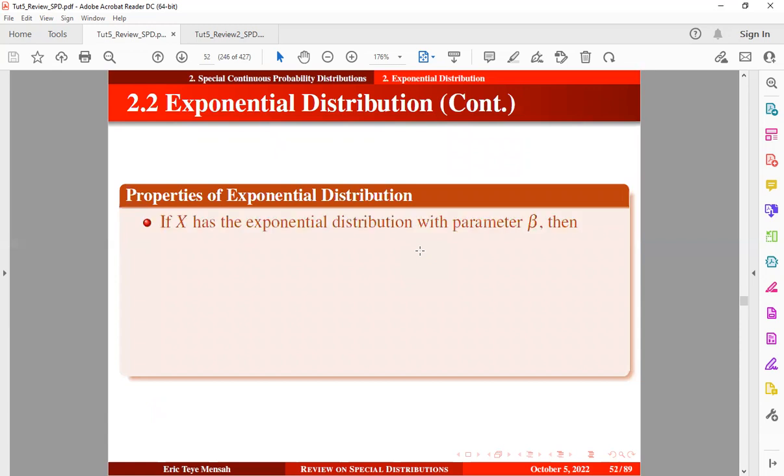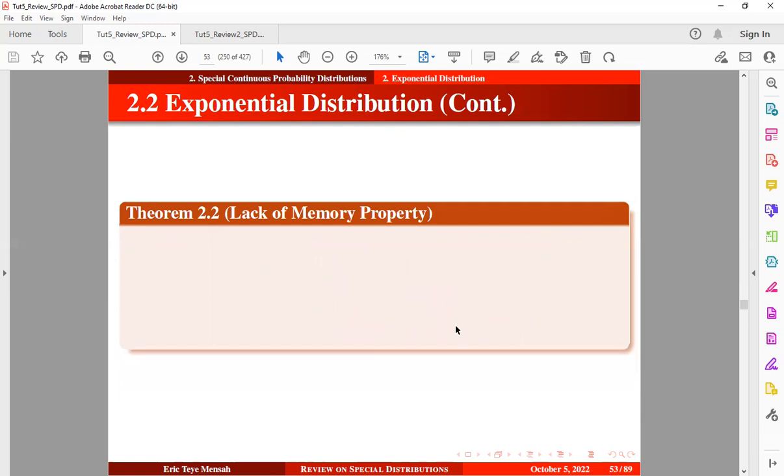If x has the exponential distribution with parameter beta, then the expectation of the random variable x is equal to beta. We have the variance to be equal to beta squared, and we have the moment generating function to be 1 divided by 1 minus beta multiplied by t, where t is not equal to 1 over beta. All right, so let's take a look at this theorem, lack of memory property.